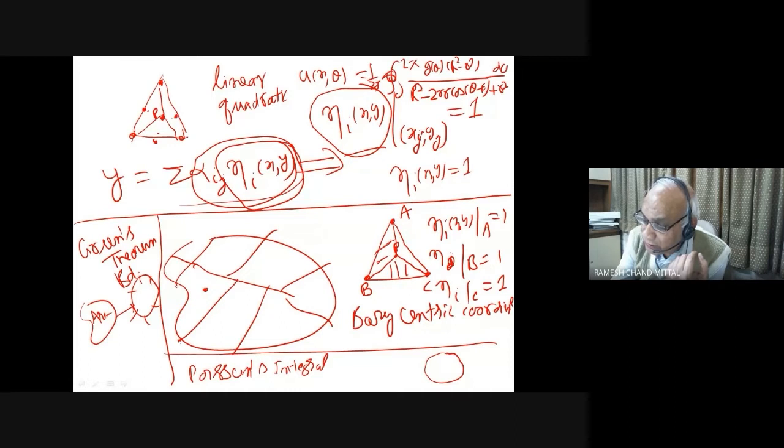This is theta here, so phi. So this is what the Poisson integral is. And what is g(phi)? g is the value on the boundary.